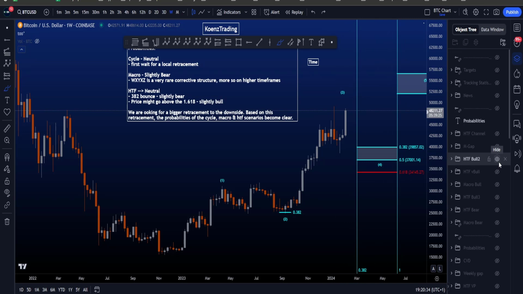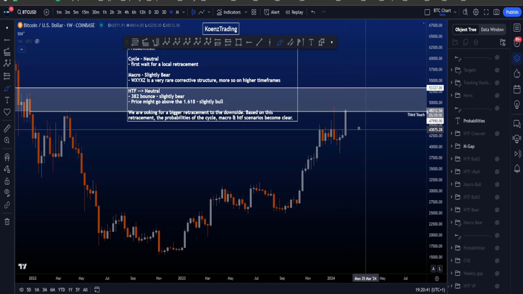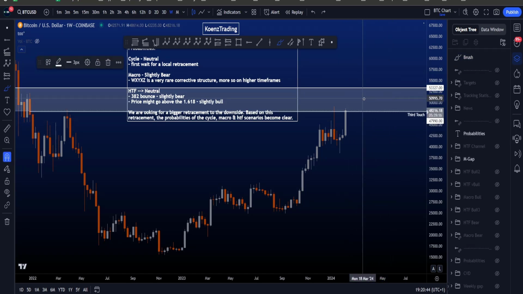So generally, the confluence between the different scenarios is that we are eventually looking for a bit of a bigger move towards the downside. However, we might first fill the gap to at least 53.3k, and then we have to look for weakness up here.